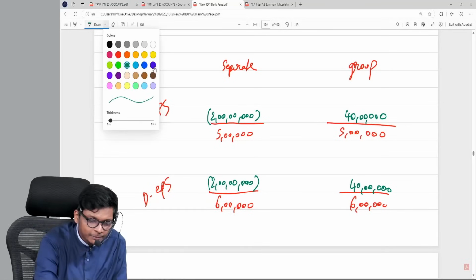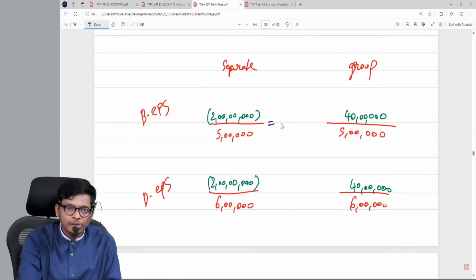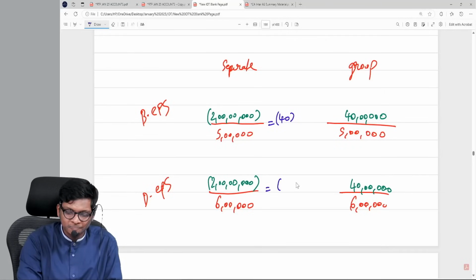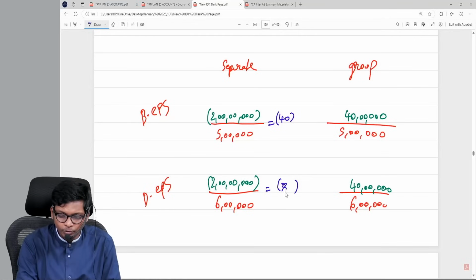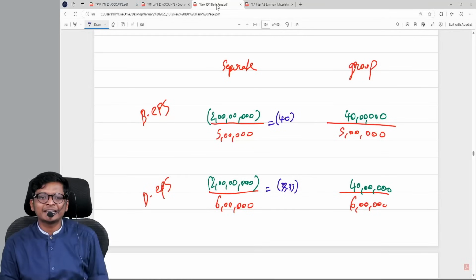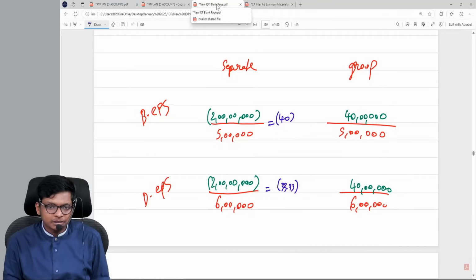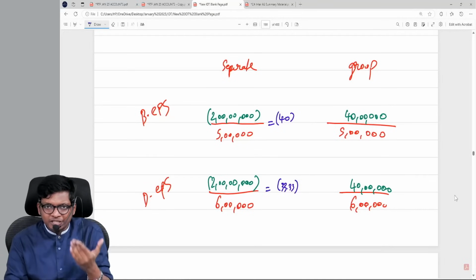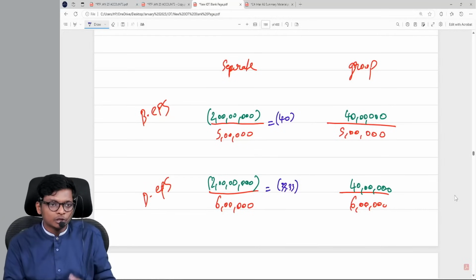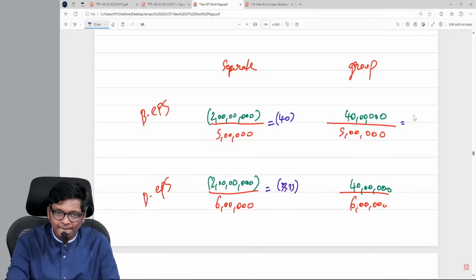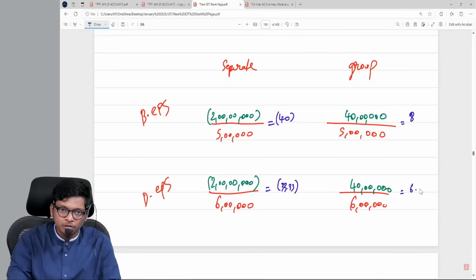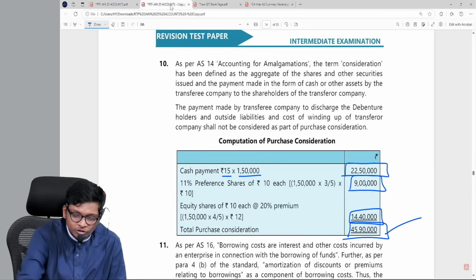Can you find out the EPS in each case? First, how much are you getting? 40 in bracket. How much are you getting in the second? 33.33. Can I show EPS in negative? Yes. EPS is earnings per share. Earnings include loss. So loss per share is 40 and 33.33. Here, how much is coming? 8. Here, 6.67.